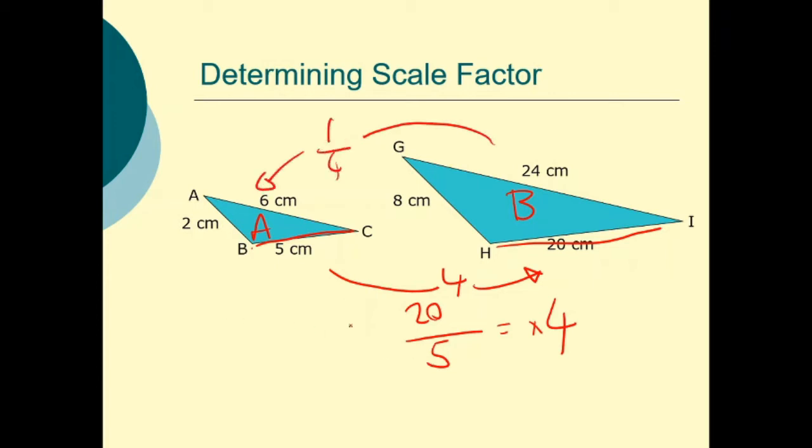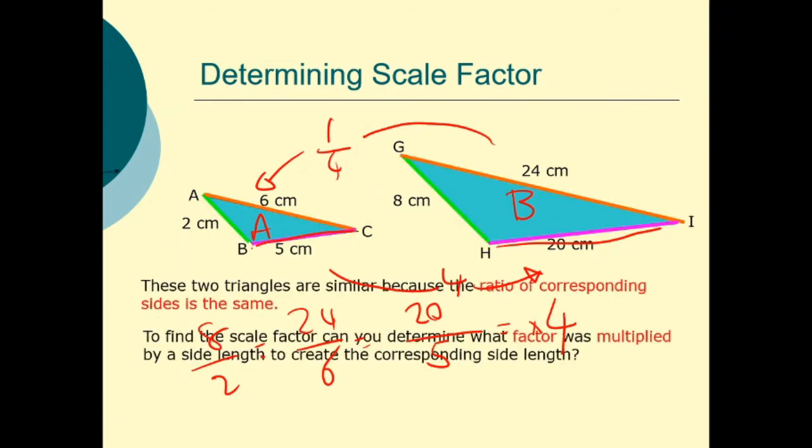So going backwards, I know this is actually going to be a quarter. Now, I didn't have to use 20 over 5. I could have used any of these. I could have used 24 over 6. It's exactly the same. Or I could have done 8 over 2. They all come to a scale factor of 4.